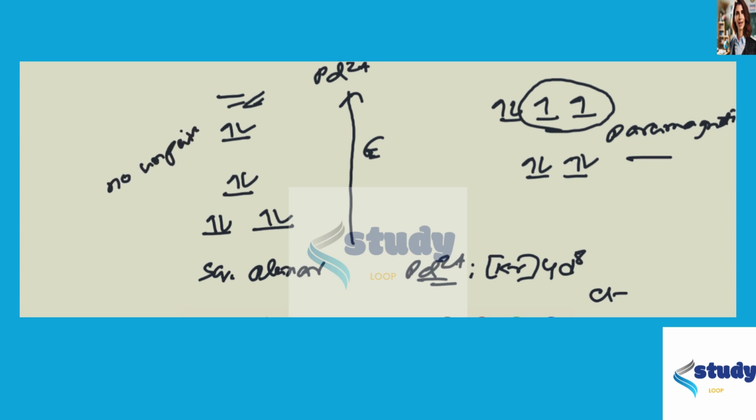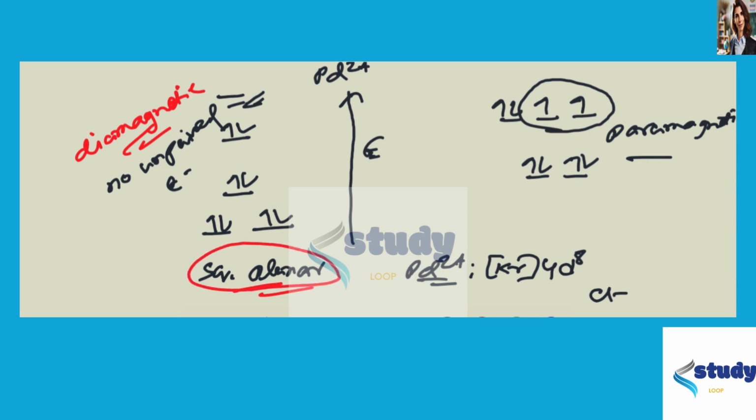So here we see that there is no unpaired electron, and no unpaired electrons means diamagnetic. So we can see that only if the complex has a square planar geometry can it be diamagnetic. And since diamagnetic is mentioned in the question, that means the structure it possesses is square planar, not tetrahedral.